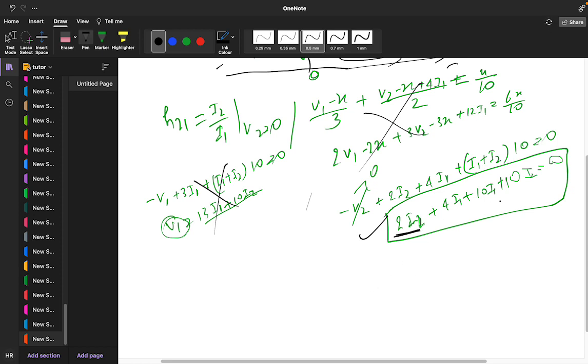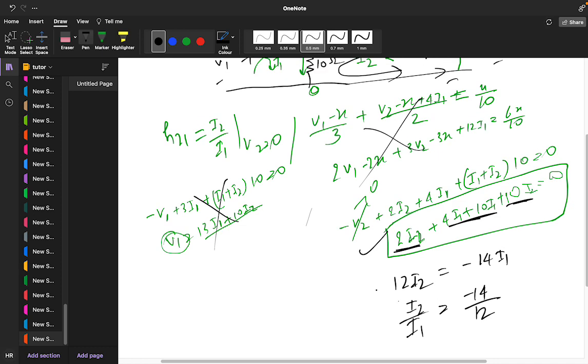This is 2 I2, 10 I2, 12 I2 we are getting. This is 14, so it is equal to minus 14 I1. So I2 by I1 is equal to minus 14 by 12. So this is your H21.